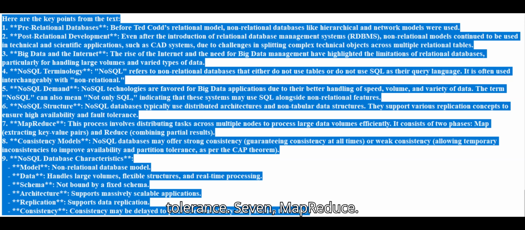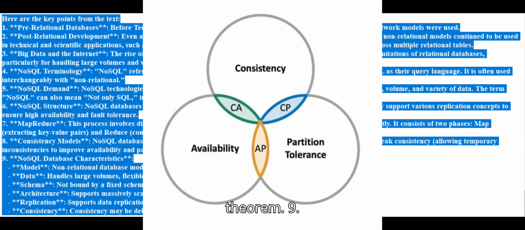7. MapReduce. This process involves distributing tasks across multiple nodes to process large data volumes efficiently. It consists of two phases: map, extracting key-value pairs, and reduce, combining partial results. 8. Consistency models. NoSQL databases may offer strong consistency, guaranteeing consistency at all times, or weak consistency, allowing temporary inconsistencies to improve availability and partition tolerance, as per the CAP theorem.